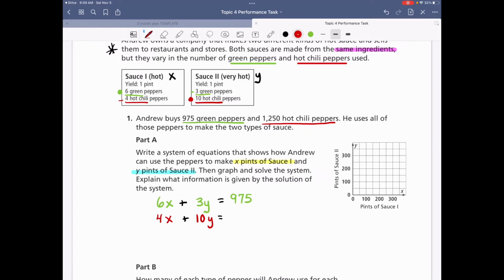That is going to equal, how many hot chili peppers did he buy? 1,250. Now that we have both of our equations, it's a system of equations, and that's something that you're going to put on your poster.